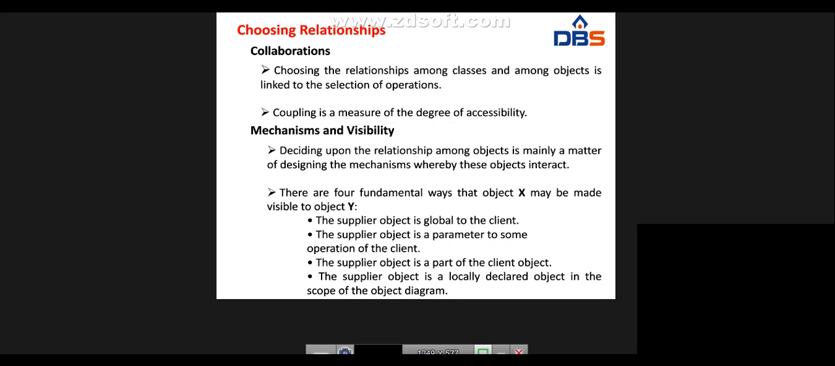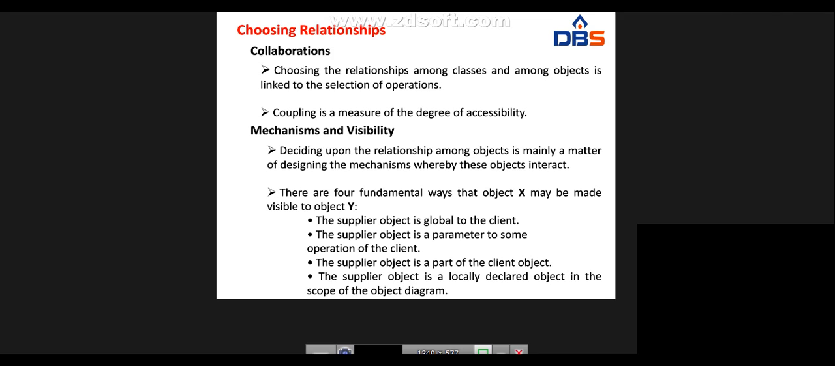Next, choosing relationships, that is collaboration. Choosing relationships among classes and among objects is linked to the selection of operations. So based upon the operation, the classes or objects may be linked to one another. Coupling is a measure of the degree of accessibility. And for mechanisms and visibility, deciding upon the relationship among objects is mainly a matter of designing the mechanisms whereby those objects interact.